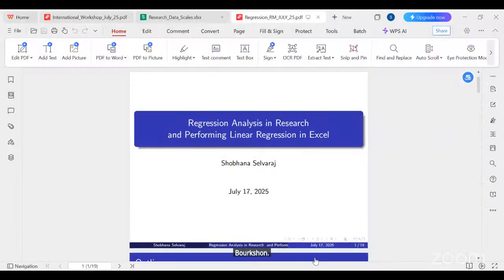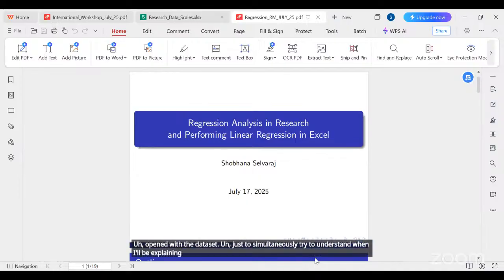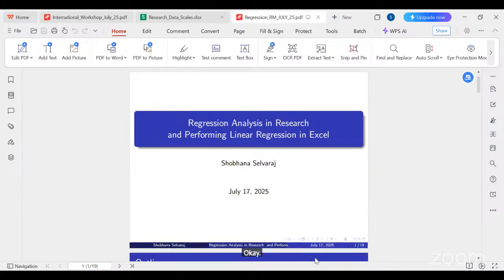For the second day of this international workshop, we'll wait for 2 minutes more. I would like all the participants to get ready with their data set. Already, Bennett sir has shared it with you all. You can just get ready, open the data set, to simultaneously try to understand when I'll be explaining a few terminologies. So let us wait for just 2 more minutes for the participants who are going to do along with me to get ready with the data set.